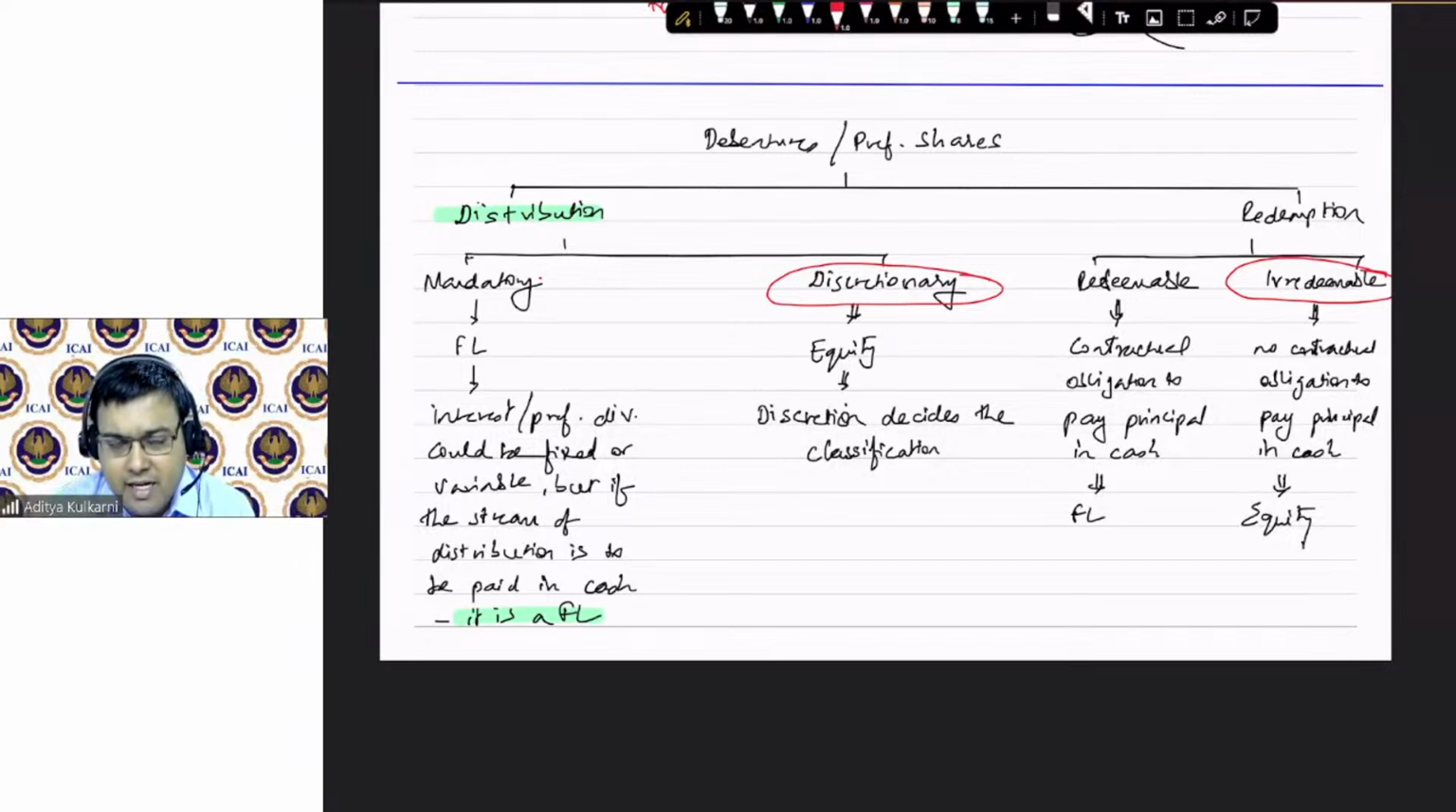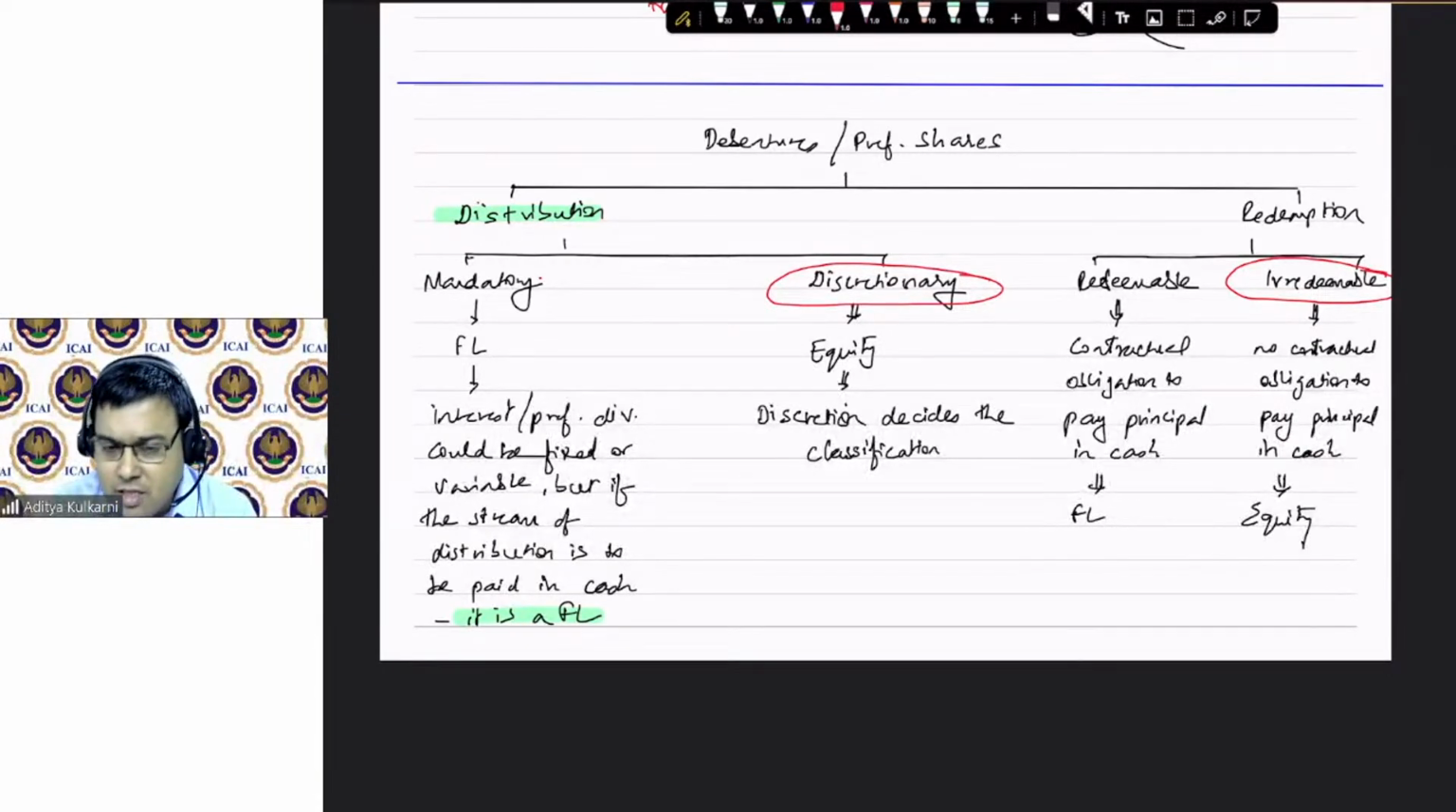Okay. The dividends are always at the discretion of the entity that issues it. However, once it is declared, and once it is approved by the shareholders, then yes, the dividend which was till now discretionary ends up being a liability. You have to make the payment.